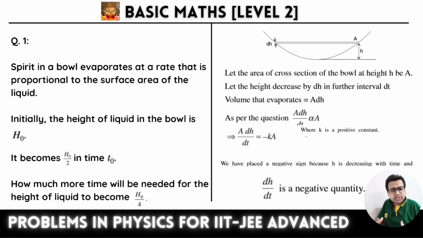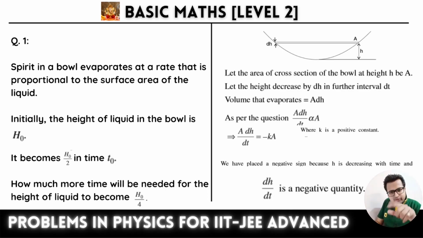Now in the question, and as per our concept also, we already know that rate of evaporation is directly proportional to the surface area. So what is rate of evaporation? Volume of liquid evaporating per unit time. So volume of liquid evaporating is A dh, and per unit time is dt. So A dh upon dt is directly proportional to A, because A is the area of cross section which we have taken. I hope it is clear. Until now everything is very clear, I hope.